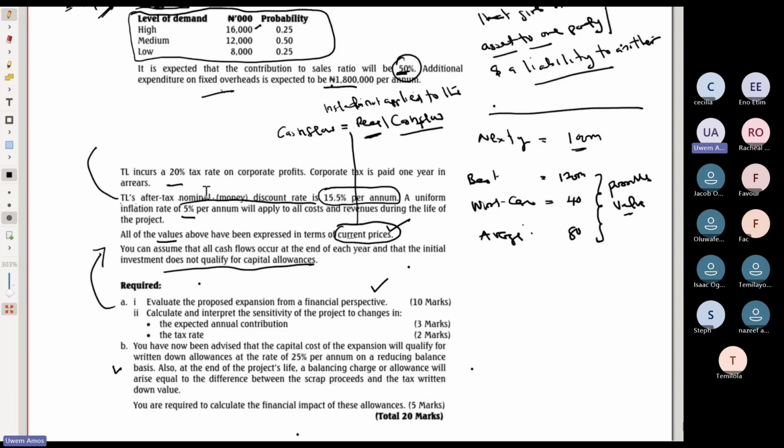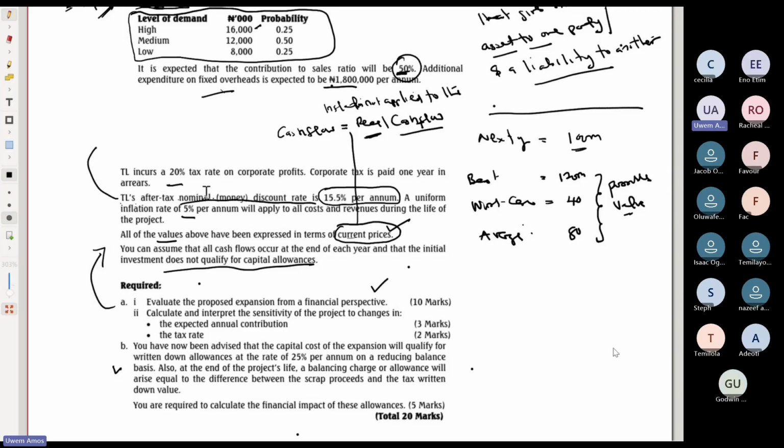So we explained that principle in our very first class and the very first question we solved. So we have an opportunity to practice that again with this. You're required to calculate the financial impact of these allowances. All right, so there we have it. So let's get right into it with our A1. Evaluate the proposed expansion from a financial perspective.